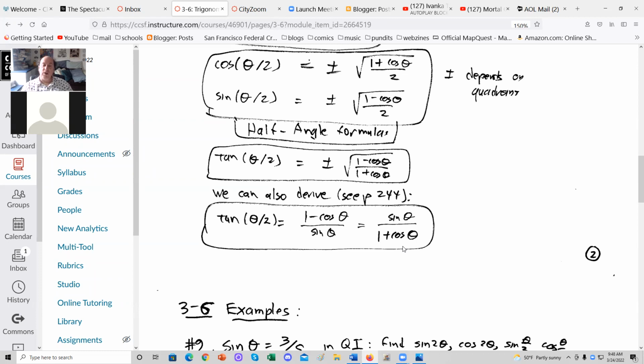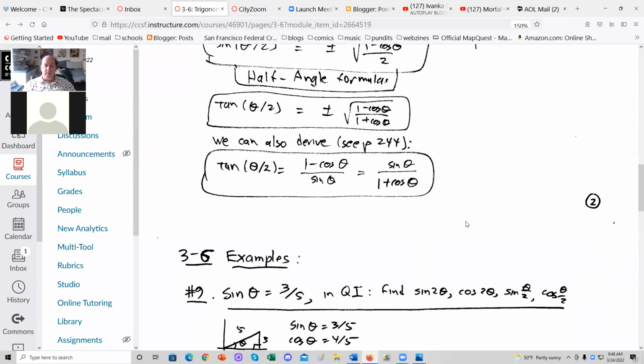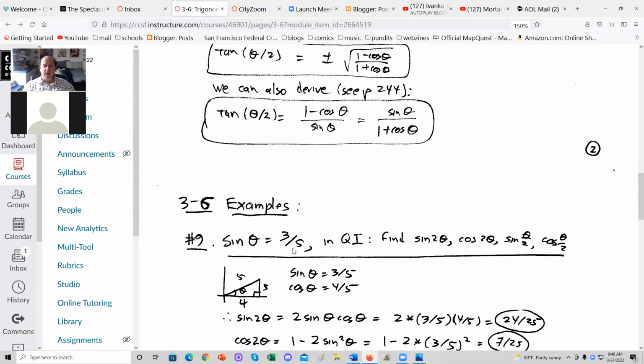So I may have to change that in the Canvas. That'll be it. Well, we have a couple of examples. Here we have sine of theta equals 3/5, and it's in quadrant 1. Find the double angle, sine 2 theta, cos 2 theta, and the half angle, sine theta over 2, cos theta over 2.